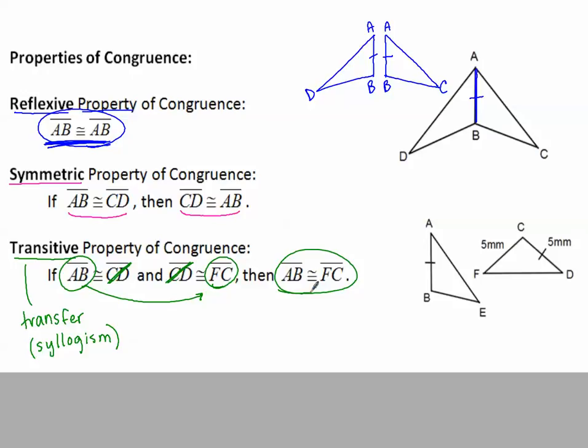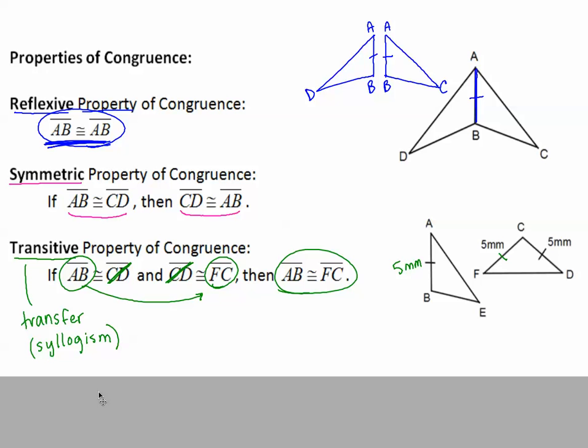Let's look and see how in the picture that could be helpful. AB is congruent to CD, so I have a congruent slash here and a congruent slash here. CD is congruent to FC. CD has 5 millimeters and FC has 5 millimeters. Therefore, AB and FC are congruent. Segment AB and segment FC both must therefore be 5 millimeters and congruent to each other.